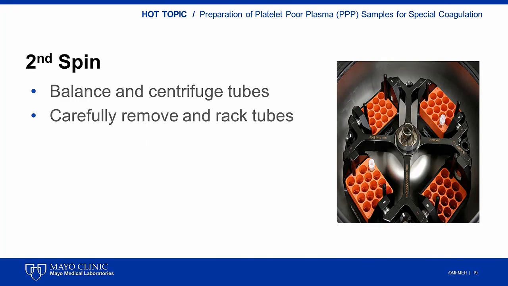Balance and centrifuge the tubes. Carefully remove and rack tubes after centrifugation. Failure to perform a second spin will result in plasma containing too many platelets, which interfere with some coagulation testing and is a contributing factor for a clotted specimen.